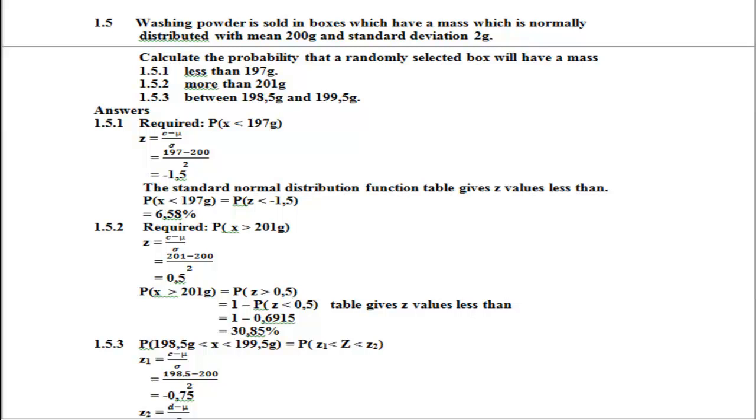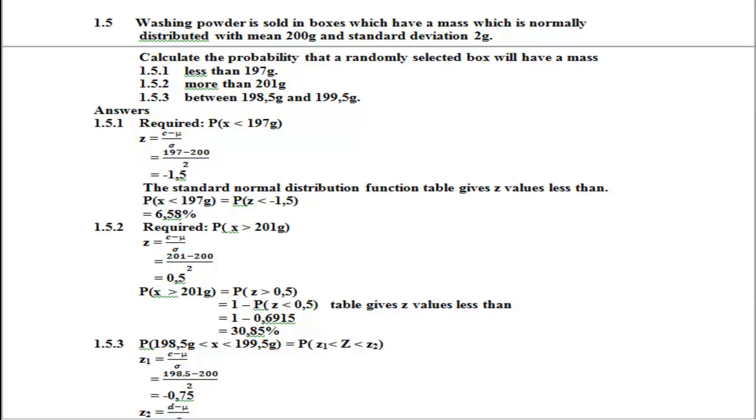Now the table that I gave in this one here gives you all the Z values which are less than. So we've got the probability that X is less than 197. In other words, some of the boxes have got less than what they were supposed to have had, and so this translates to the probability that Z is less than minus 1,5.